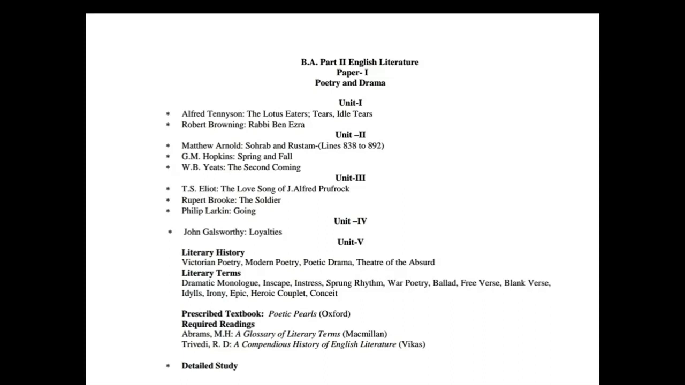So as you can see, the last unit, the literary history and terms: as you know, Victorian poetry, modern poetry, poetic drama, theatre of the absurd are prescribed in our syllabus. And as literary terms, dramatic monologue, inscape, instress, sprung rhythm, war poetry, ballad, free verse, blank verse, idylls, irony, epic, heroic couplet, conceit, etc. are prescribed in the syllabus. So that's it for paper first.